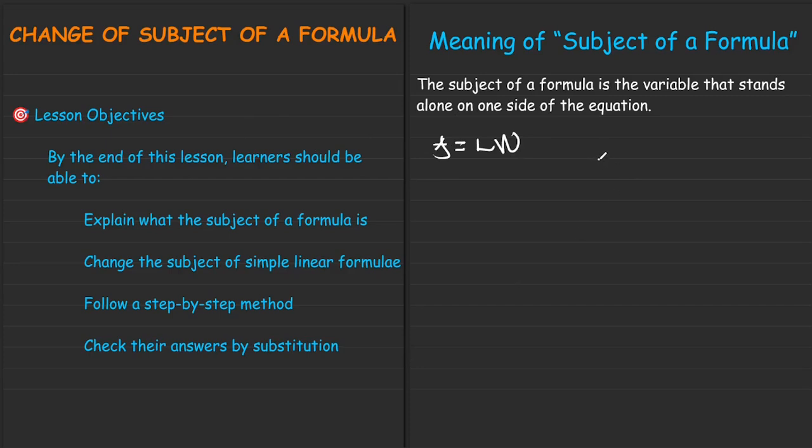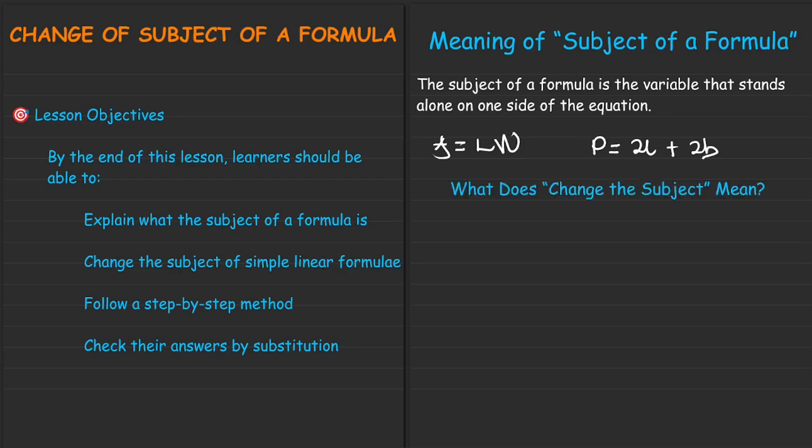If we take this other formula, the formula for perimeter, which is P equals 2L plus 2B, you realize that our L here has a coefficient of 2. B also has a coefficient of 2. Hence, they are not standing alone. But the P, on the other hand, is standing alone on the left-hand side. So we can say P is the subject of this formula.